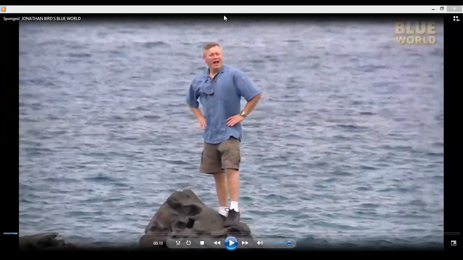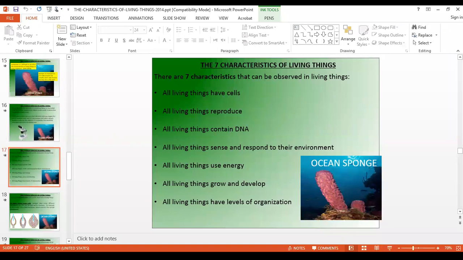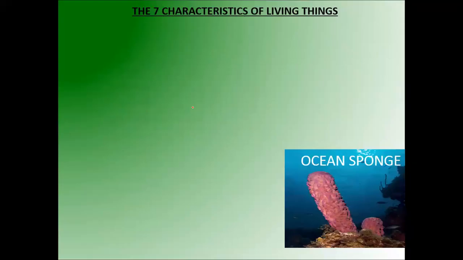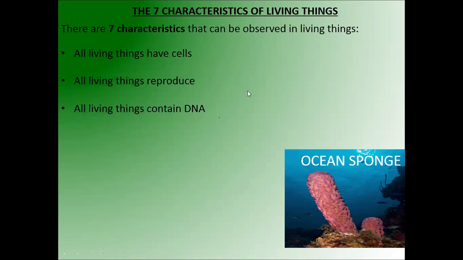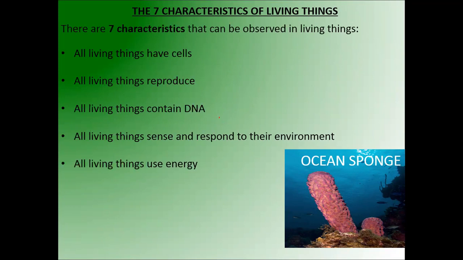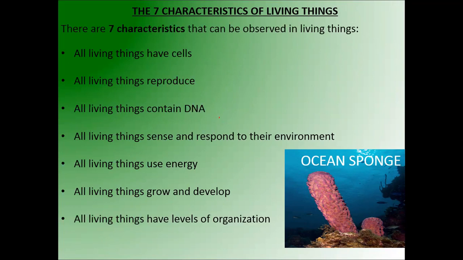So this is something we need to know about sponges to let us know they are living things. It's not compulsory that we have to see all the qualities or all the characteristics of a living thing before we know that something is a living thing or not a living thing. All living things have cells, all living things reproduce, all living things contain DNA, and all living things sense and respond to the environment. They use energy, they also grow and develop. All living things have a level of organization.